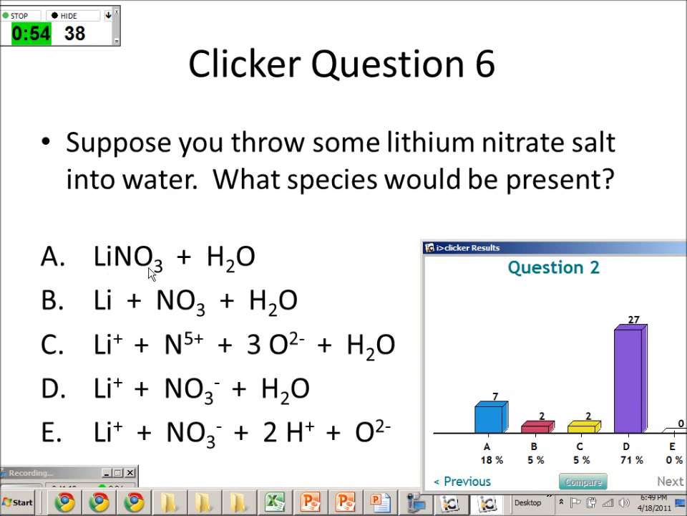And lithium nitrate consists of lithium plus and a nitrate minus. So really, there's not much going on in terms of lithium zero. That's not happening, so B is a bad idea. I told you that the salt's going to dissolve, so it can't be A, right? It's not going to be lithium nitrate. It'll be lithium plus and nitrate minus. So what do we got? We got a lot of people saying D, a few people saying E. O2 minus probably not going to be happening much.